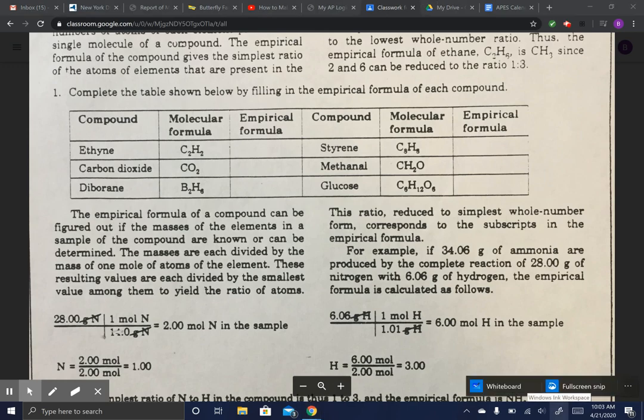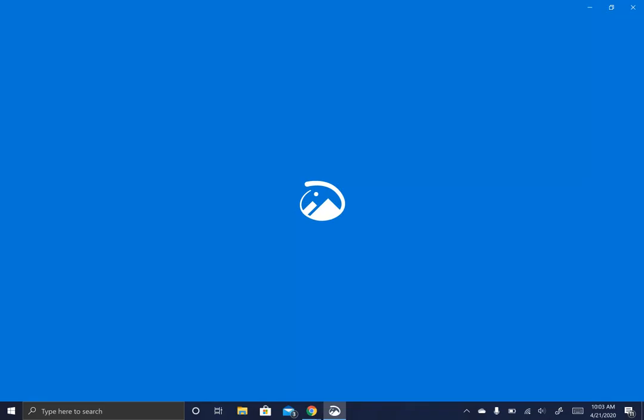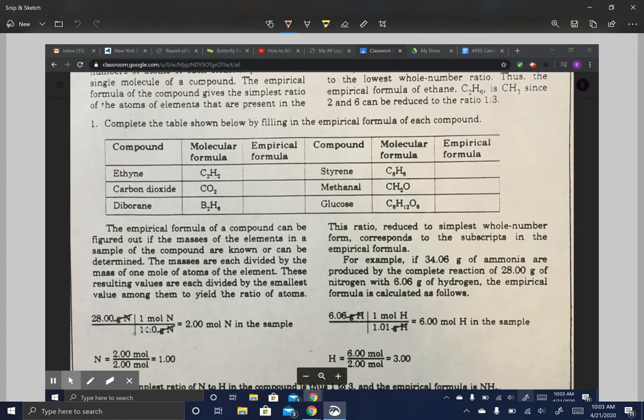Hey guys, so here's the answers to the sheet due today. And good news, I'm not going to give you anything due tomorrow, because for the next step of this empirical molecular business, we have to really understand what we're doing first to do the next type of problem. So we'll make that due Thursday.